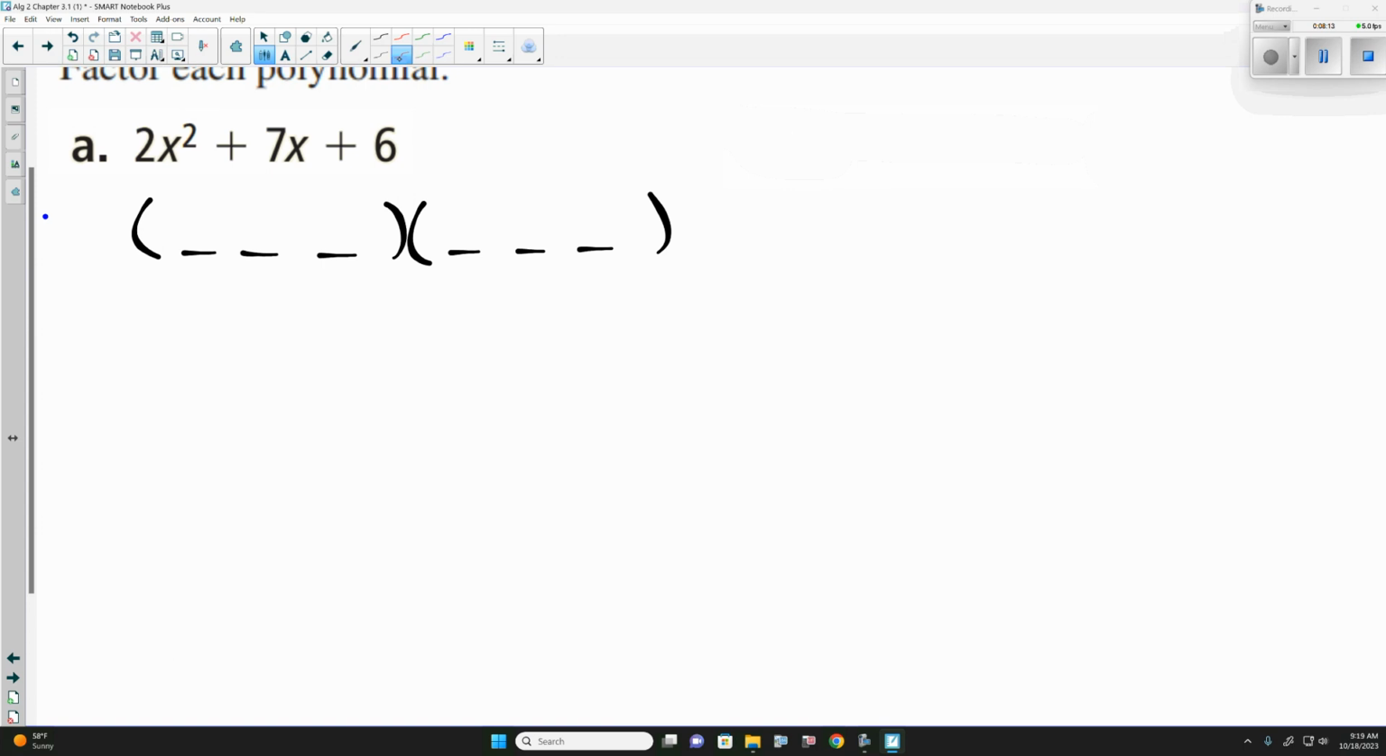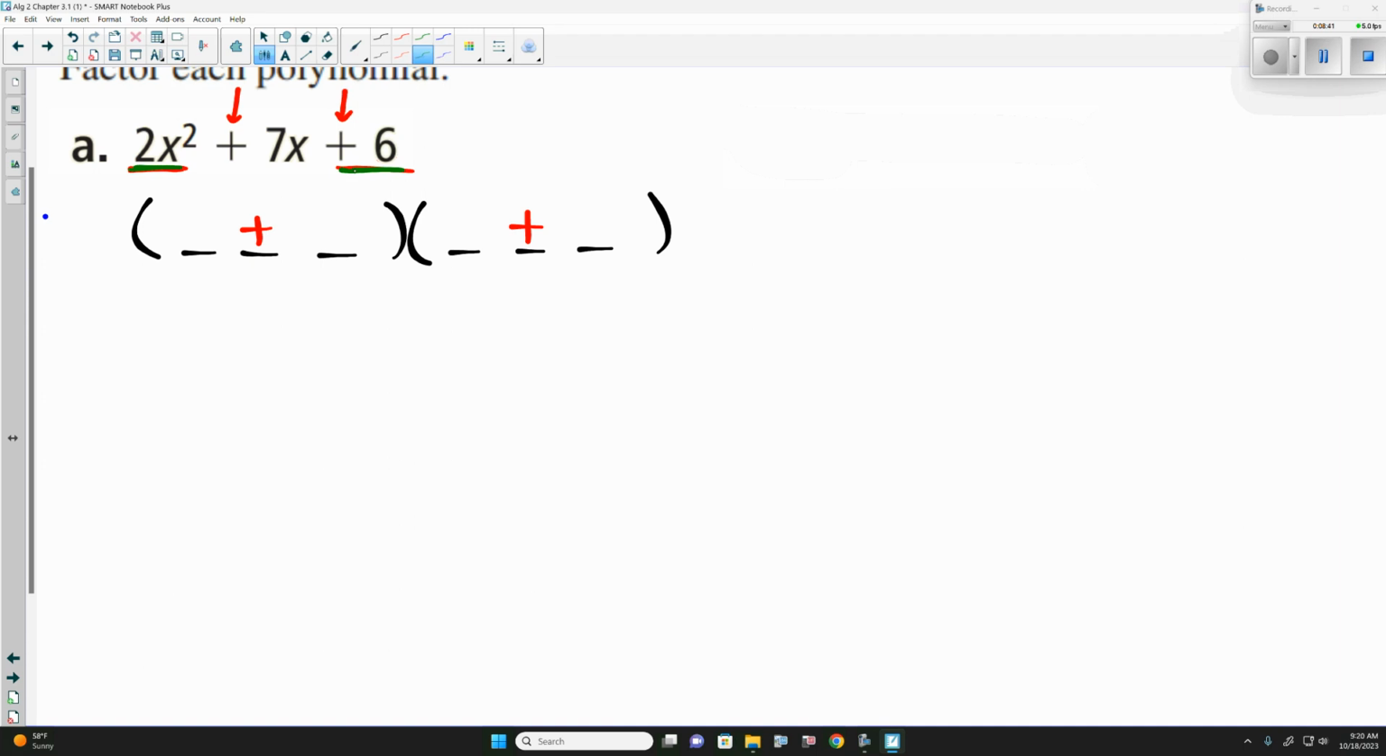Yes, because if the third term is positive, the signs are the same and match the sign of the middle term. If the third term is negative, the signs are opposite. So third term's positive, signs are the same and match the sign of the middle term. Plus and plus. Step number 4. Factors of the first and third term are 2x squared and 6.